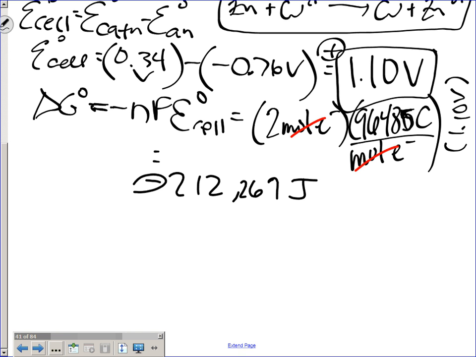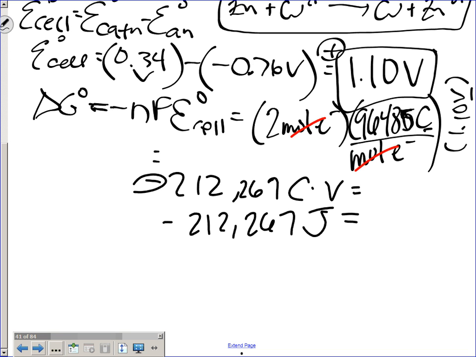Okay, that's joule. That's coulomb volts, right? Coulomb volts, because coulombs and volts are remaining. You have to understand that coulomb volts are actually a what? A joule. Coulomb volts are joules. So this is negative 212,267 joules, which is how many kilojoules? Negative 212 kilojoules, assuming our moles of electrons are not our limiter.